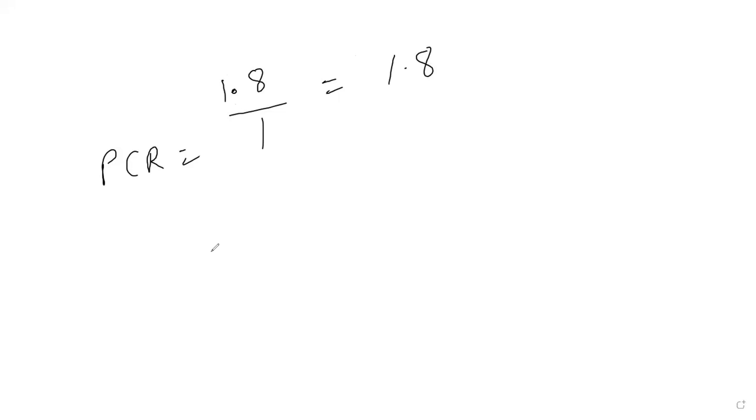Similarly, let's say in a particular instrument the total puts are 1.3 and the total calls are 0.9. The put call ratio will come around 1.44. Now let's take another example.